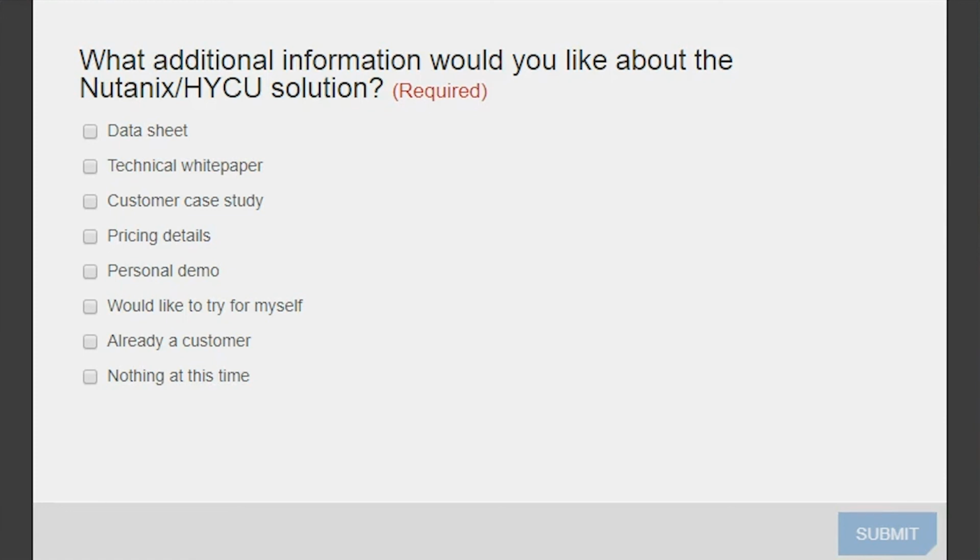Excellent, excellent. What about granular recovery of business-critical applications like databases? Is that possible? Yes, that's one more great question.